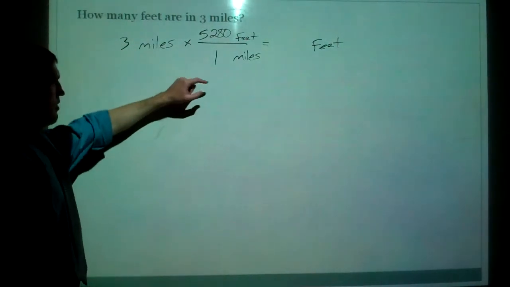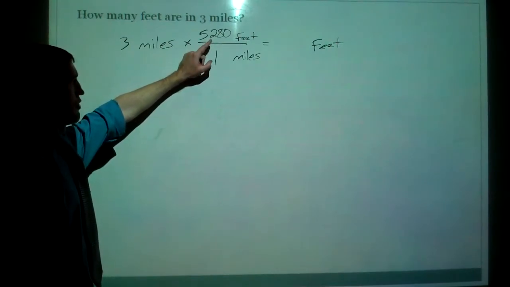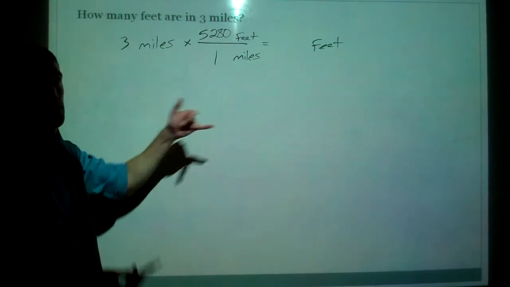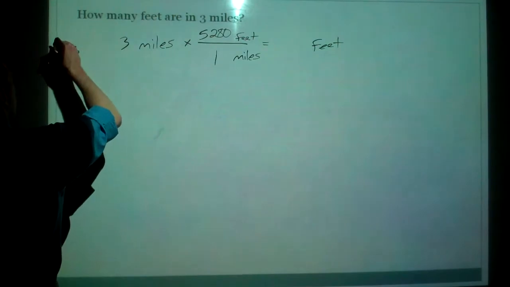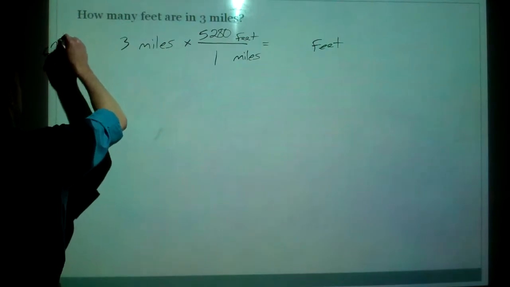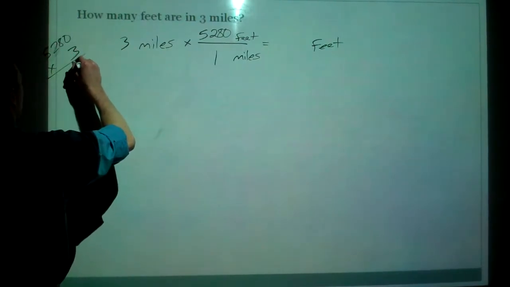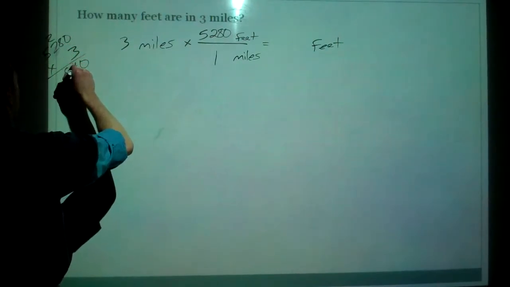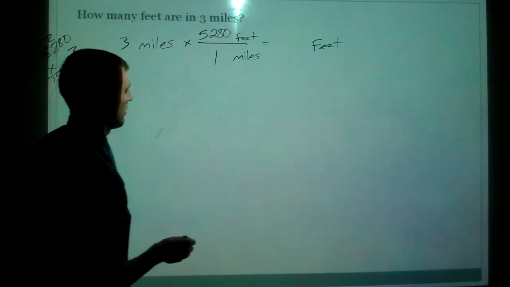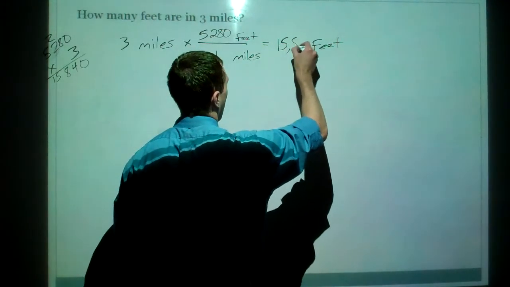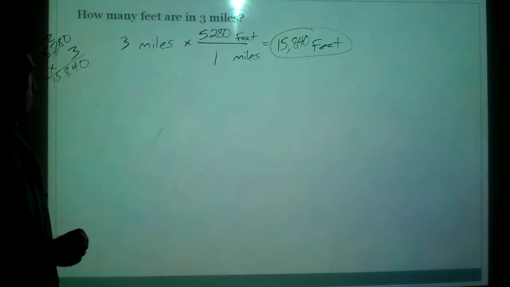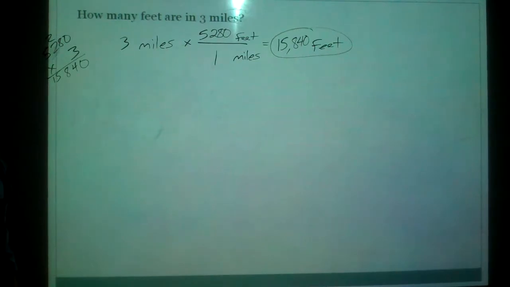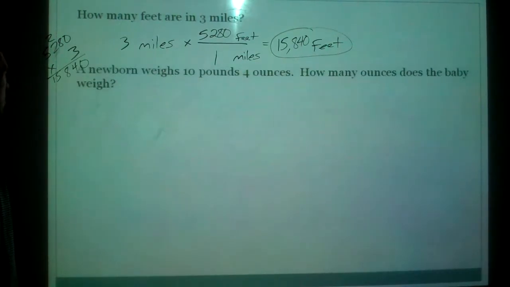So we've got 3 times 5,280, and we'll divide by 1. But we don't really need to do that because it'll come out the same. So 3 times 5,280 is 15,840 feet. Alright? Let's try to set up the next one the same way.